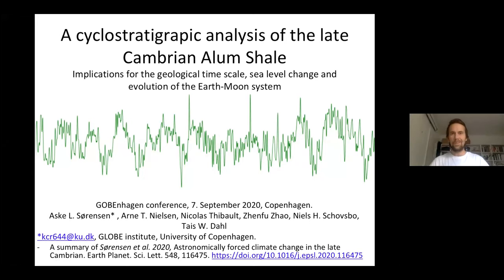Yeah, so I want to present a cyclostratigraphic analysis of the late Cambrian alum shale. And it has implications for the geological timescale, sea level change, and evolution of the Earth-Moon system. So it's basically a summary of the article, Astronomically Forced Climate Change in the Late Cambrian, that was published earlier this year. It was part of my master thesis, and I'm working here as a scientific assistant for Tais Dahl at the GLOBE Institute at University of Copenhagen.